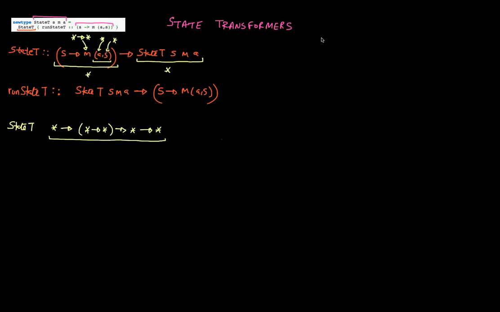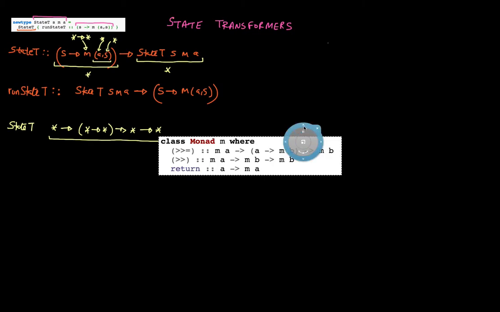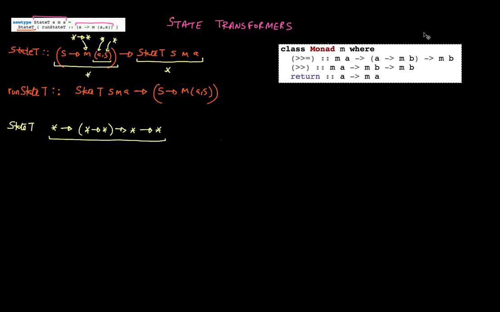So in the second part of this video on state transformers, I'm just going to show you again the type class definition for the monad type class. And what I have here is this type class definition for monad, and I note that the kind for M at this point is that M is something that takes in a concrete type and gives you back another concrete type.